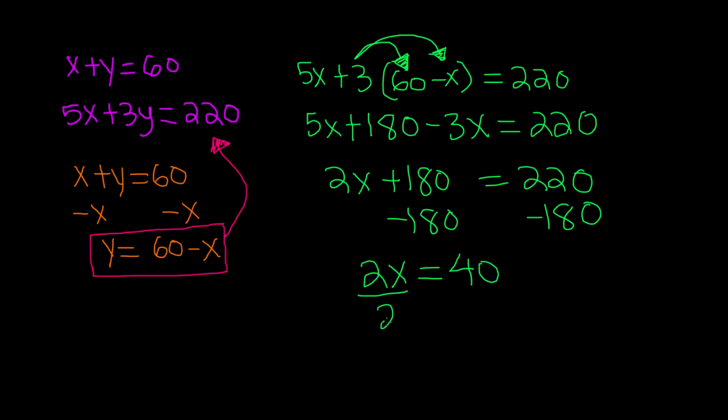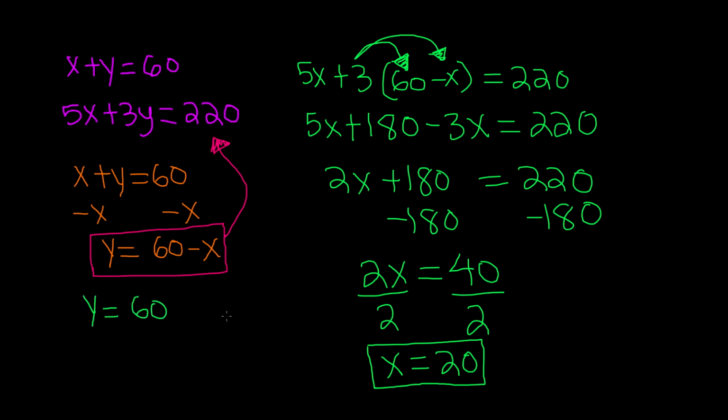Now let's divide by 2 on both sides to isolate the variable. So we get x is equal to 40 divided by 2, which is 20. The value of x is equal to 20. Now let's substitute the value of x into this equation to solve for the value of y. So y equals 60 minus the value of x, which is 20. So y equals 40.